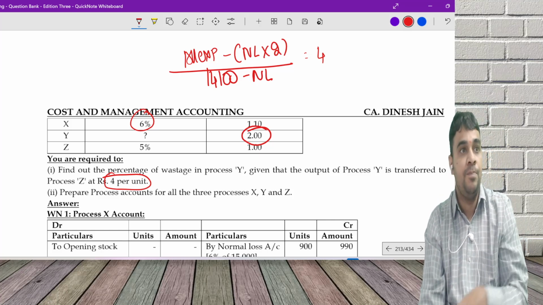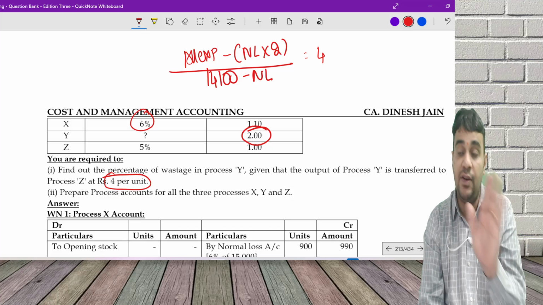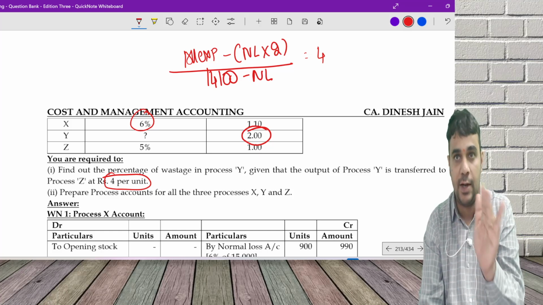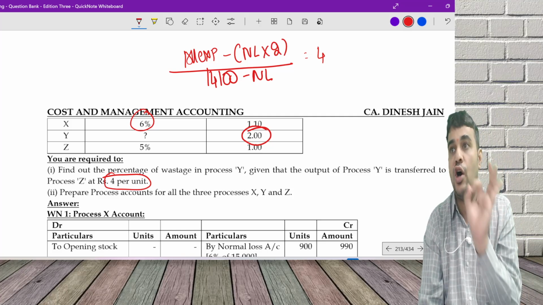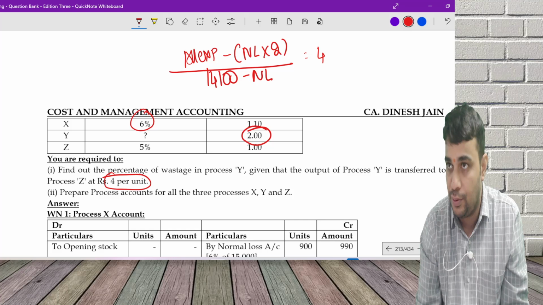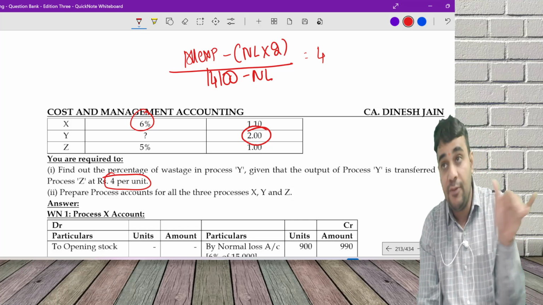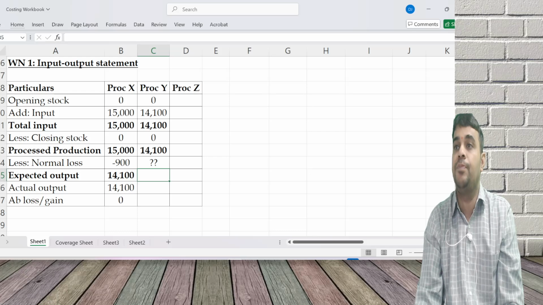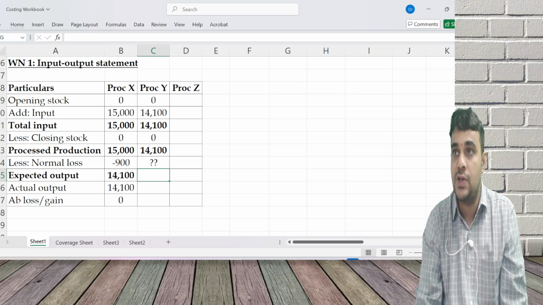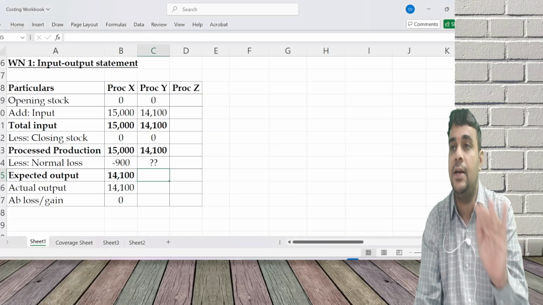I'll repeat again. The cost per good unit formula is all expenses, which I will know for process Y when I do the process account, everything on the debit side, minus normal loss into 2. I don't know the normal loss units, I'll try to find out. Divided by expected output, which is process production minus normal loss. So we will leave it at this stage.